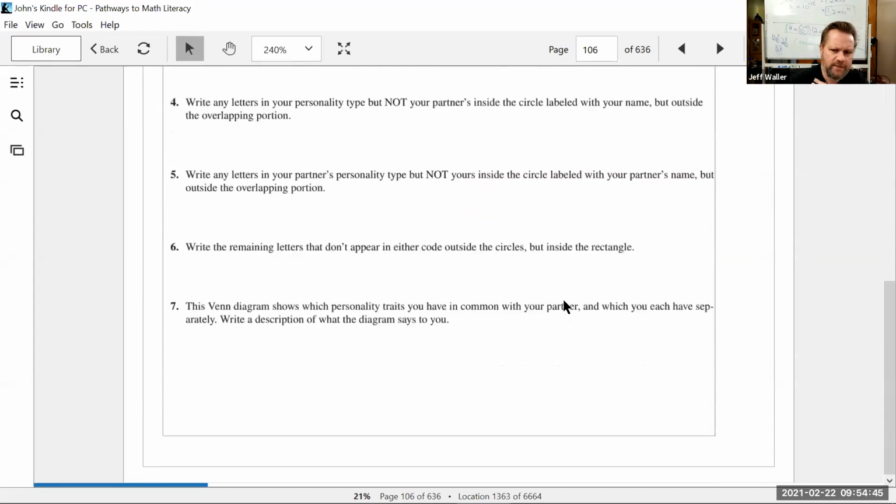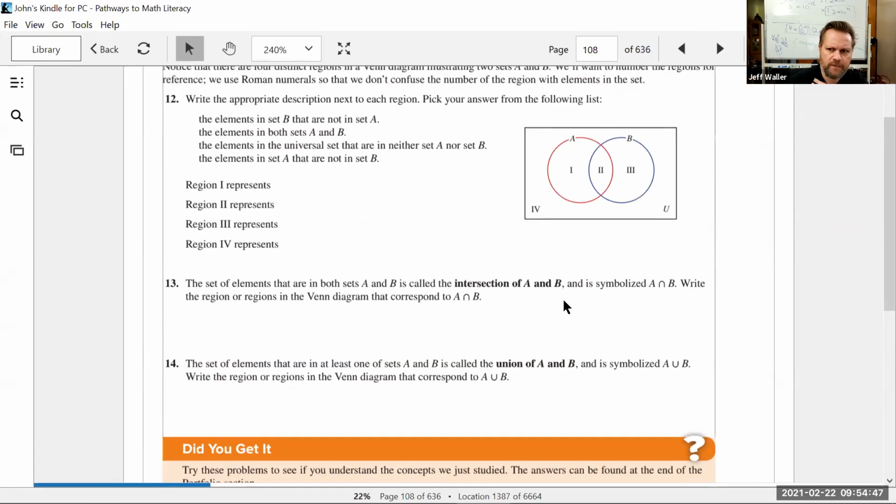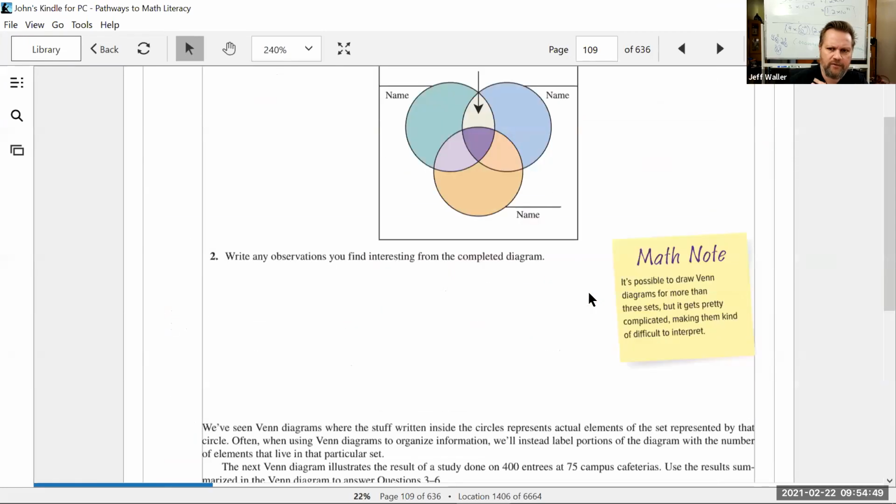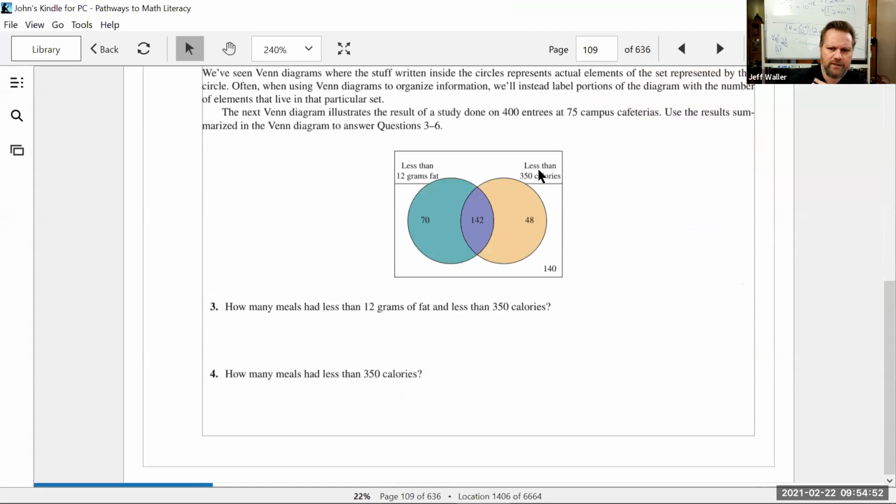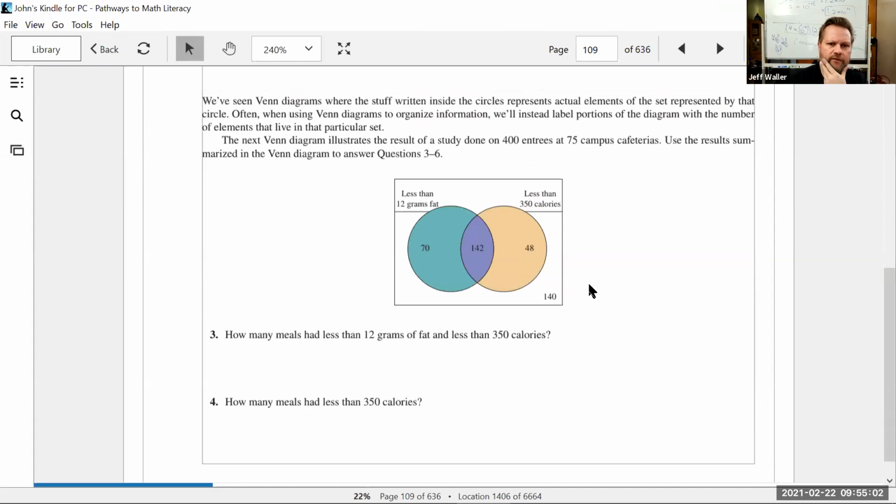Well, this is not the best. Let me see if they show you a better one. There we go. Now we're talking. Let's look at this thing. This is the last thing we'll do today, and we'll let you out of here early. Let me see if you guys can understand. So they've created a diagram for 400 entrees at 75 cafeterias on campuses.